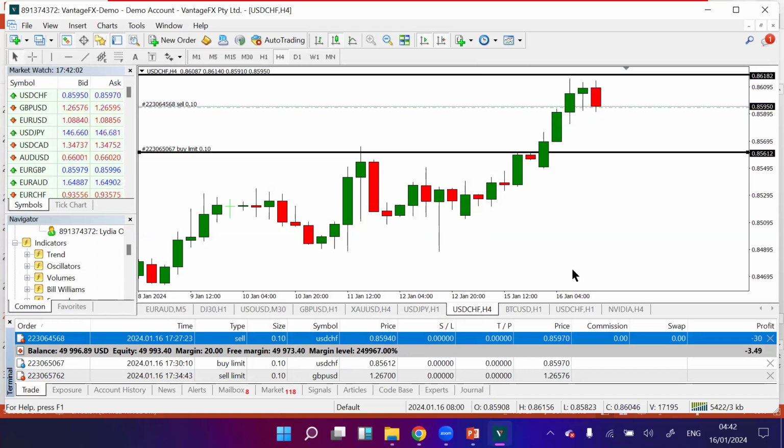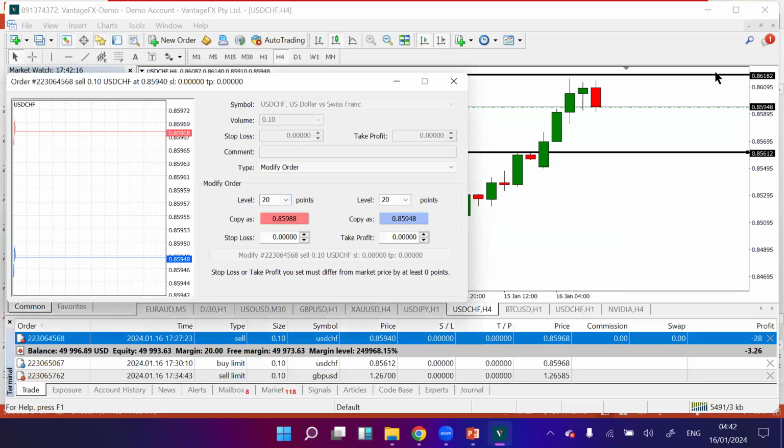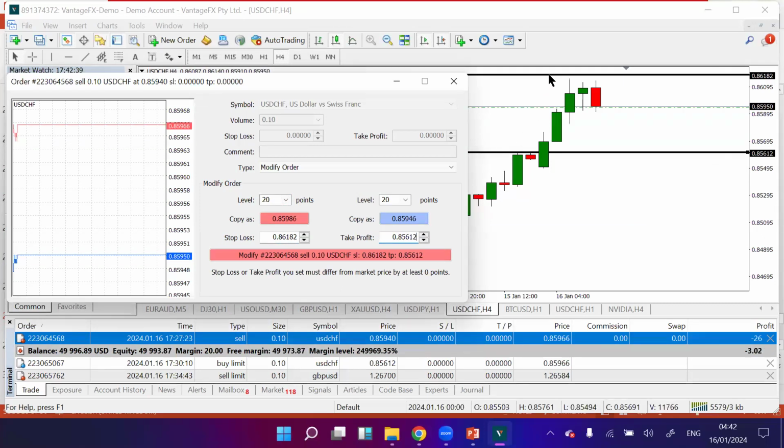So in this case, we are going to modify this trade we already have running in order to set our trading parameters, which are our stop loss and take profit. What we do is we modify our order. Then we take this number. This is the stop loss, 0.86182. That's our stop loss. Our take profit is what we'll do here, 0.85612. So we've taken our stop loss, we've taken our take profit, and we click on modify.